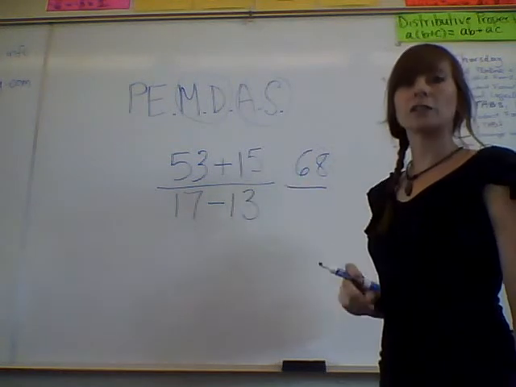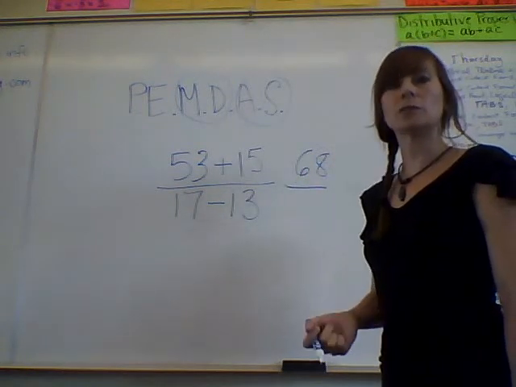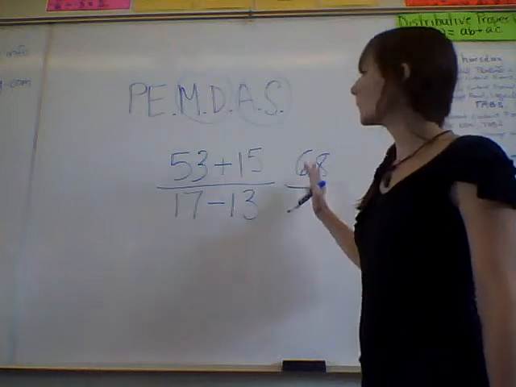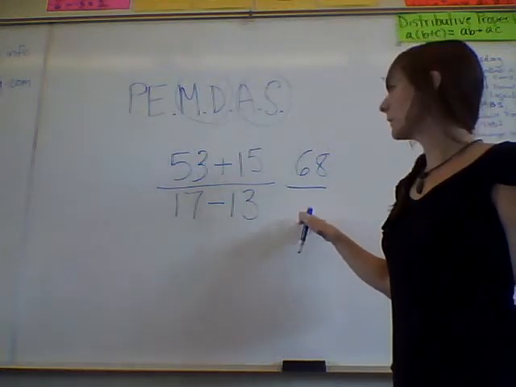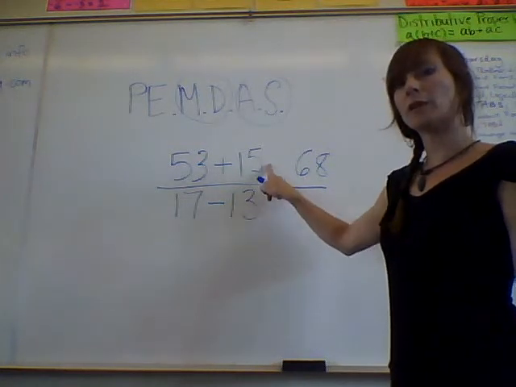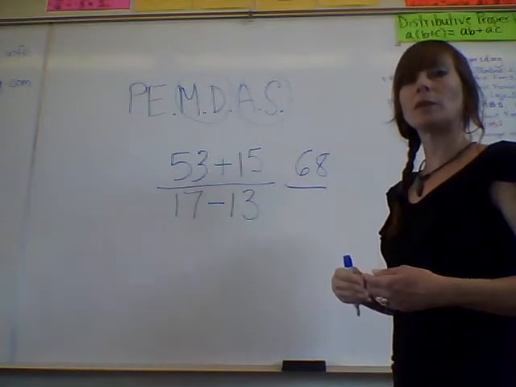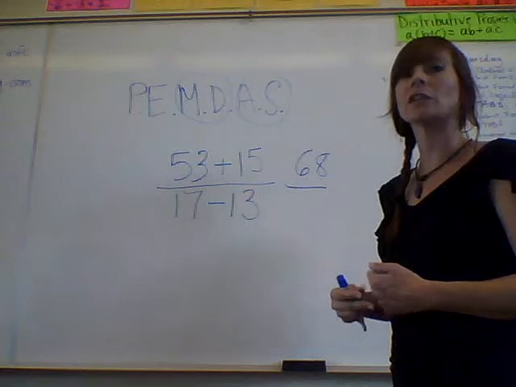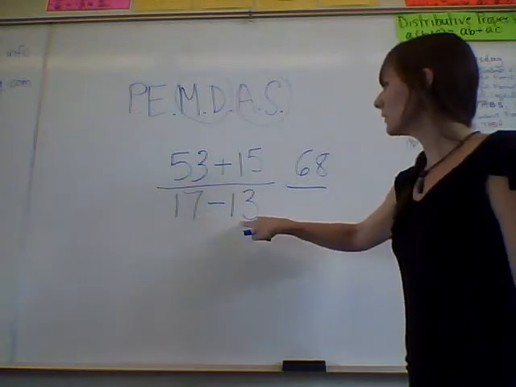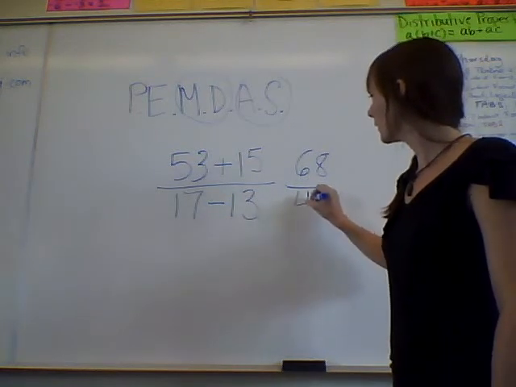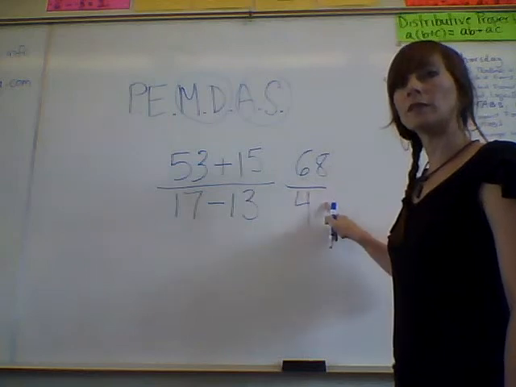Okay, this is a fraction. Any fraction can be a division problem. And so we're going to end up dividing this fraction because I can tell that the numerator is bigger than the denominator. Okay? If the numerator is bigger than the denominator, it's called an improper fraction, and you have to divide. 17 minus 13 is 4.